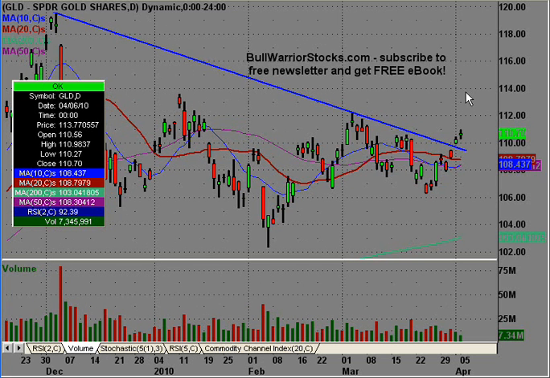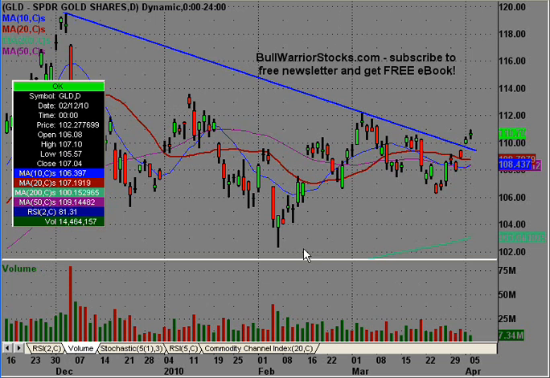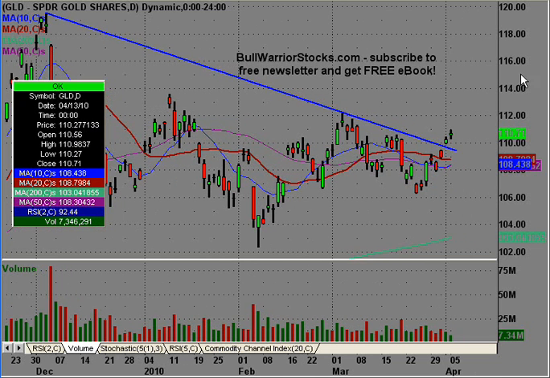Unfortunately, I don't really want gold prices to go up, but I think if the market's going to keep going up, then gold is going to be one of those things that goes along with it, just due to the fact that the U.S. dollar weakens and so forth.